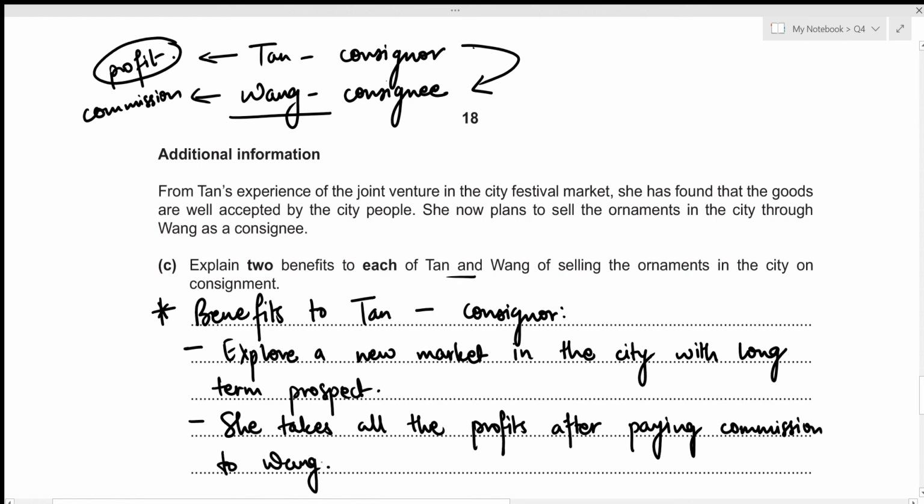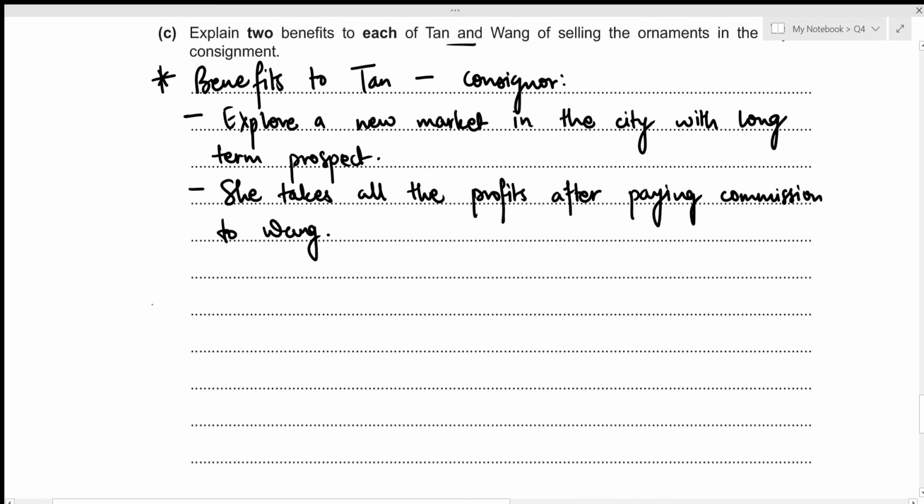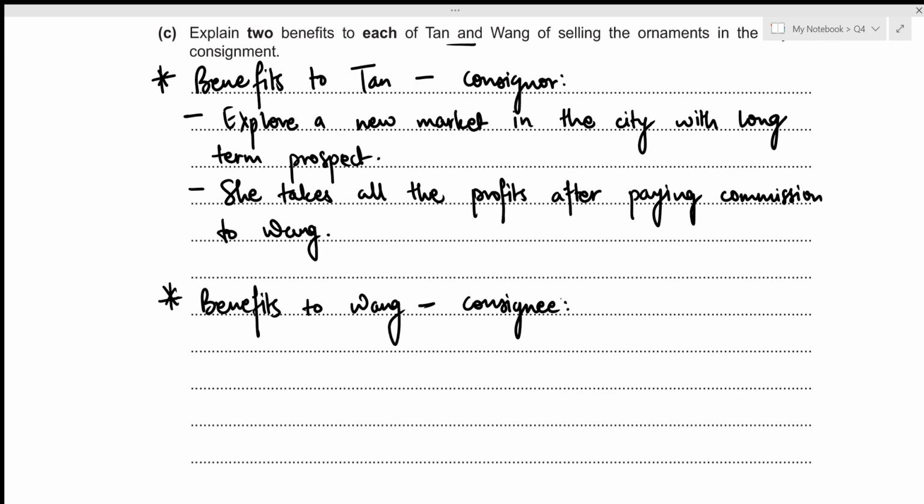Okay, now we can move towards the benefits to Wang. And what we know is that Wang in this case will be the consignee. So the very first benefit of any consignee is that they do not have to bear any risk because they are not responsible for the loss from trading. They are only liable to a commission they make while selling the goods, but they do not have to bear any sort of losses incurred.